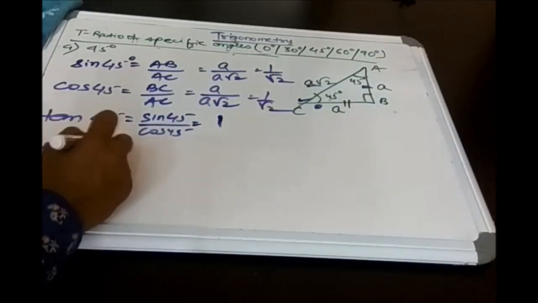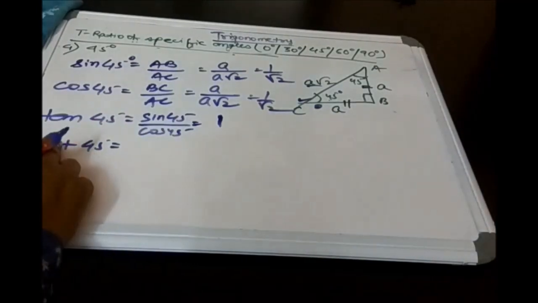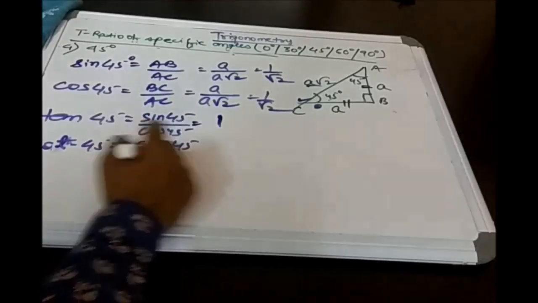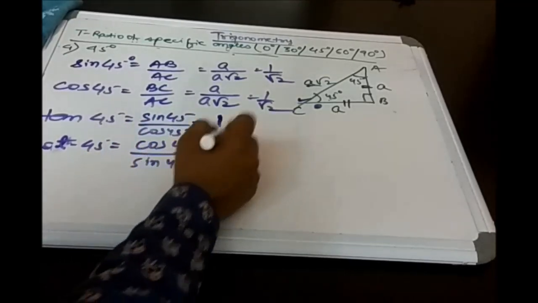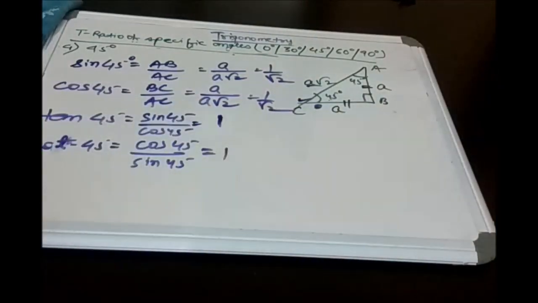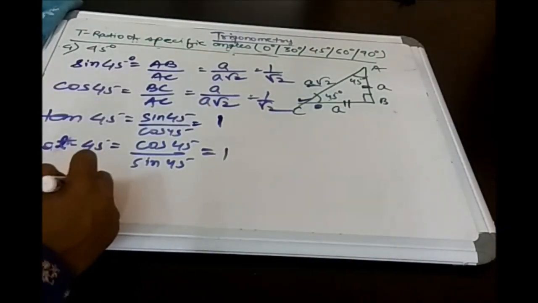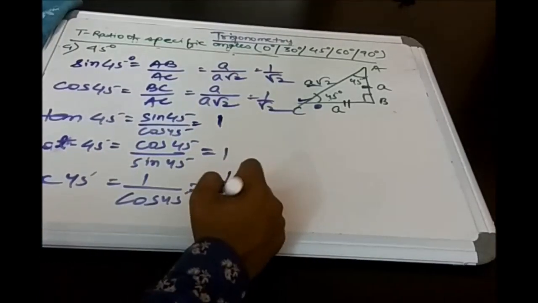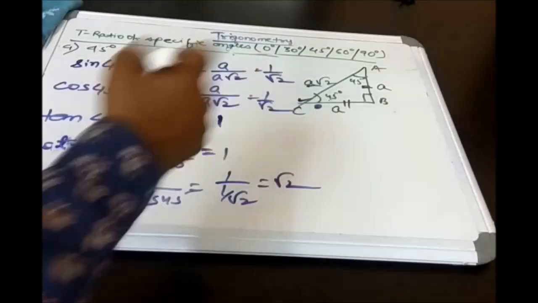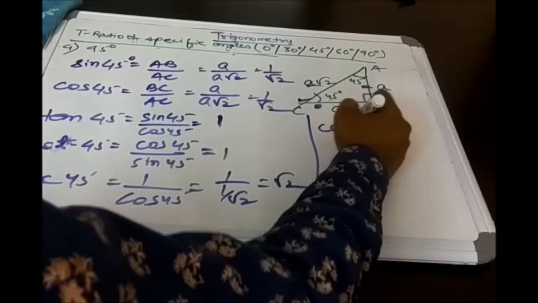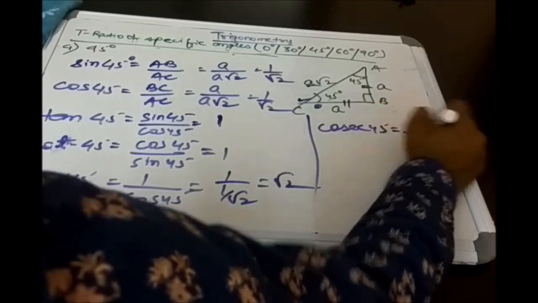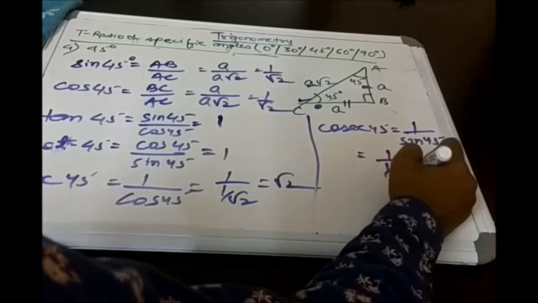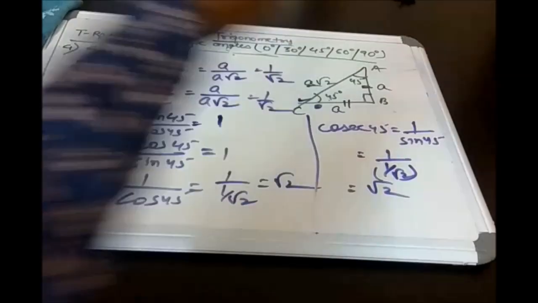Cot 45 is cos 45 by sine 45. Now both are the same, so their division will come out to be 1. Sec 45 is 1 by cos 45. Cos 45 is 1 by root 2. So sec 45 will be root 2. Similarly, cosec 45 is 1 by sine 45, and sine 45 is 1 by root 2. So cosec 45 is root 2.